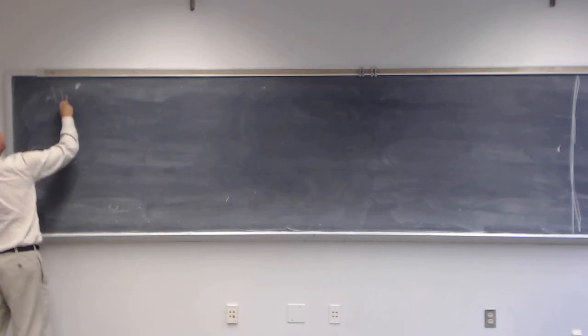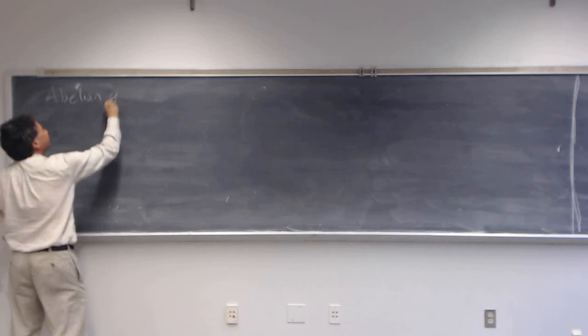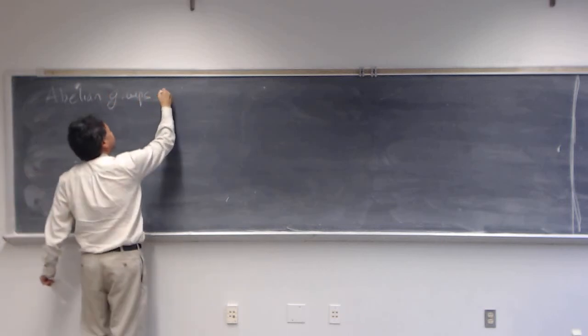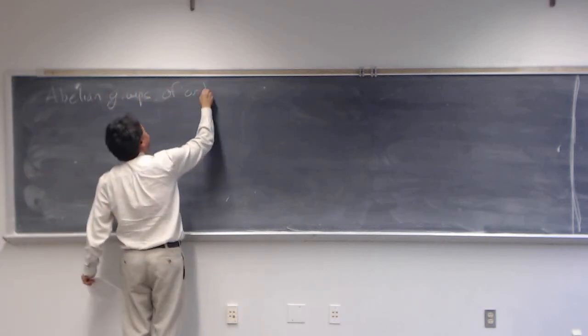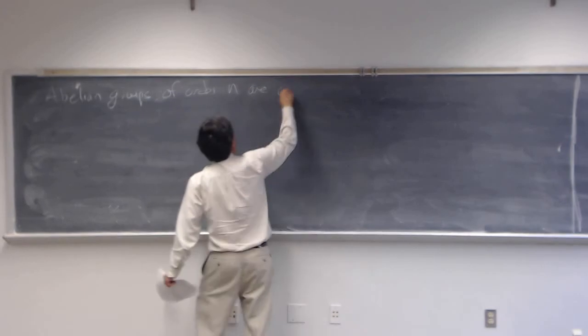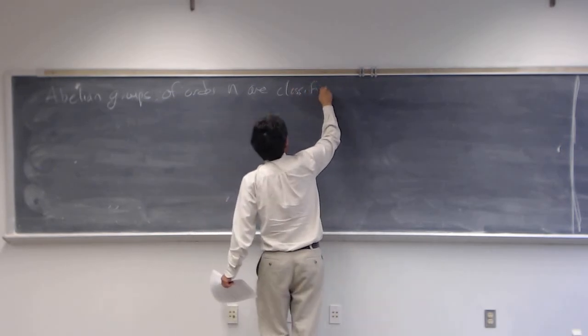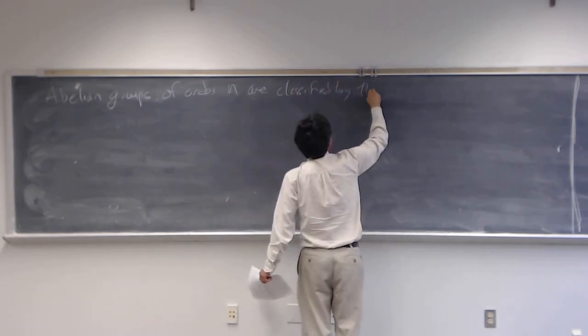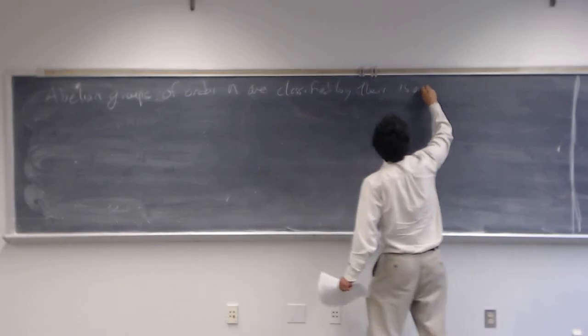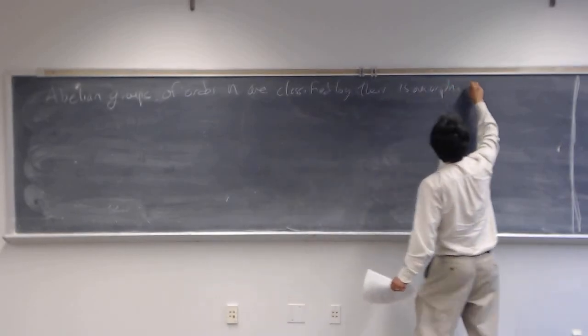Okay, we continue looking at isomorphism and also develop another concept called automorphism. One thing that we come to see is that abelian groups of order n are classified by which group they're isomorphic to.